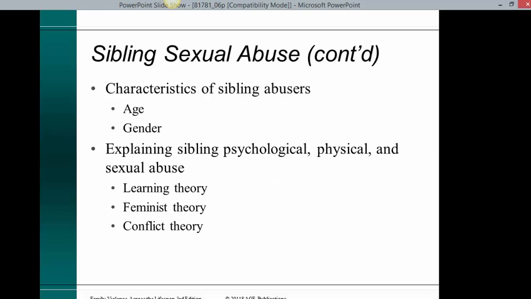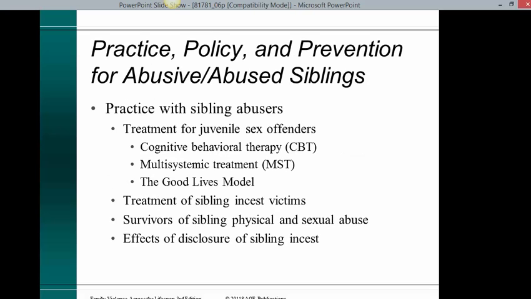Characteristics of sibling abusers that we would look at include age and gender. Explaining sibling psychological, physical, and sexual abuse, theories we might learn, learning theory, feminist theory, and conflict theory. Practice, policy, and prevention of abusive and abused siblings.